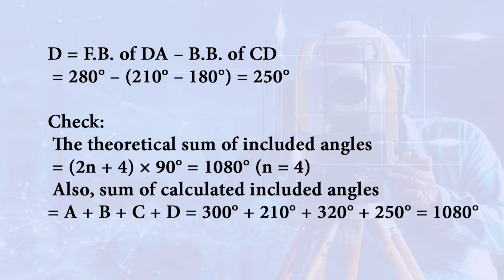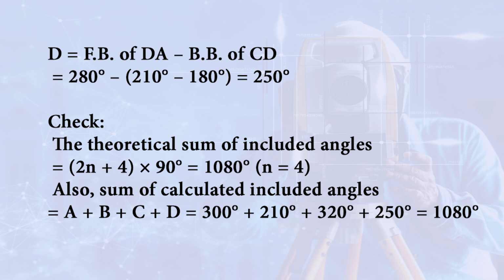So, the final equation will be 280 degree minus 210 degree minus 180 degree, which will result in 250 degree. So, the included angle will be 250 degree. Now, what we have calculated can be easily checked. The theoretical sum of the included angles, that is 2n plus 4 into 90 degree, is equal to 1080 degree, and n is equal to the number of sides. In our case, it is 4.